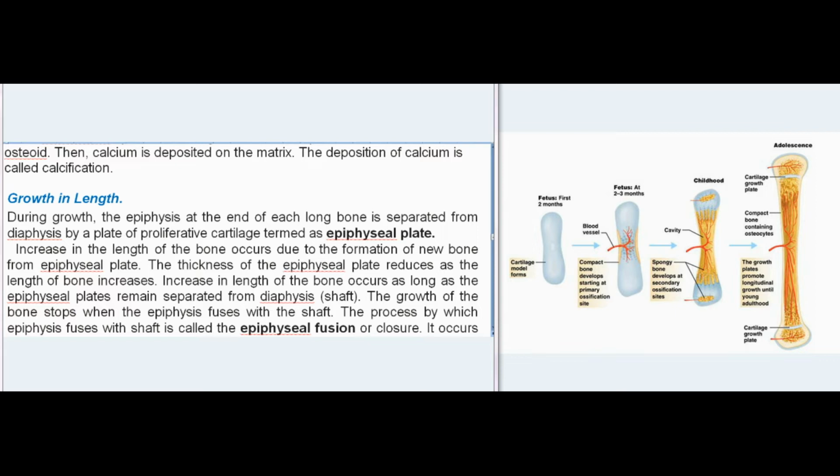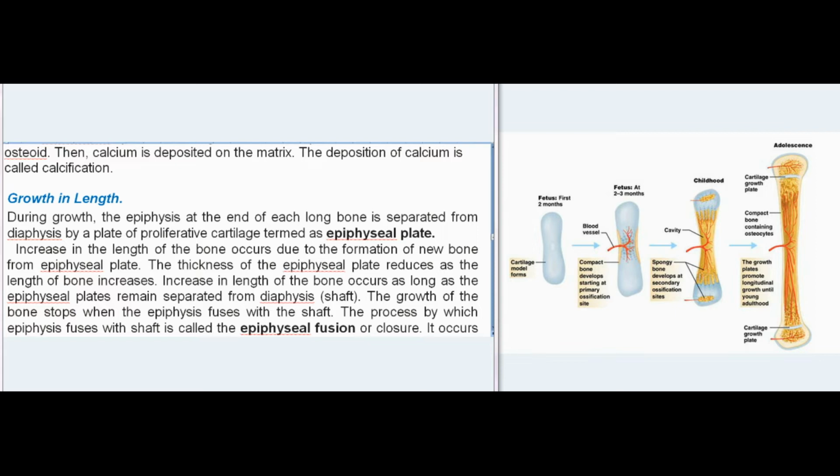Growth in length. During growth, the epiphysis at the end of each long bone is separated from the diaphysis by a plate of proliferative cartilage termed the epiphyseal plate. Increase in the length of the bone occurs due to the formation of new bone from the epiphyseal plate. The thickness of the epiphyseal plate reduces as the length of bone increases. Increase in length of the bone occurs as long as the epiphyseal plates remain separated from the diaphysis, the shaft.